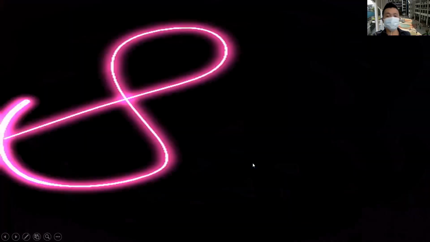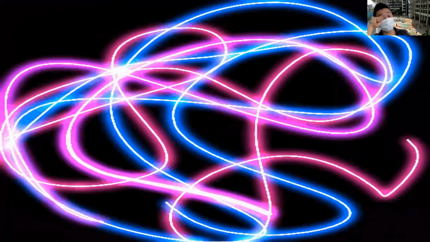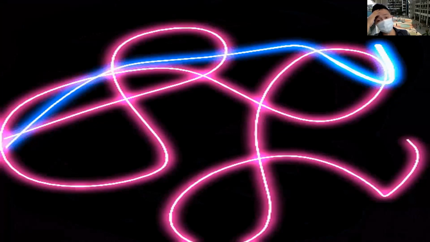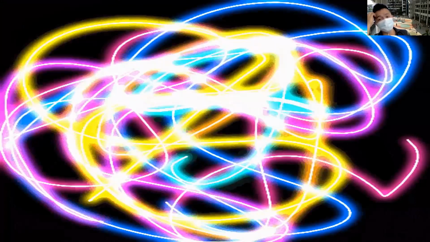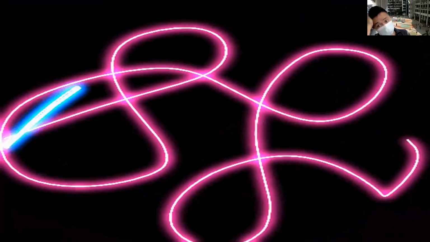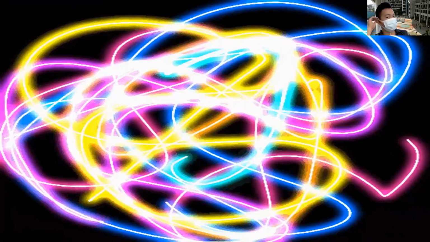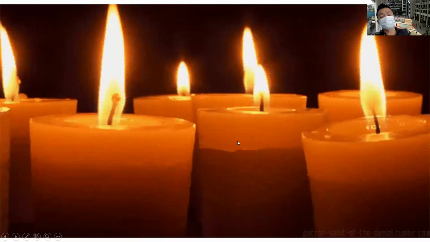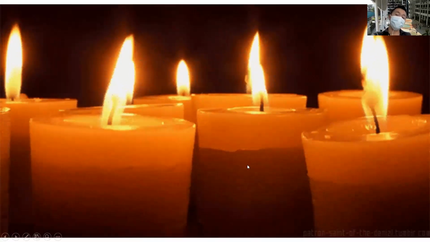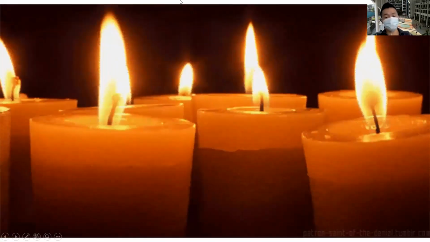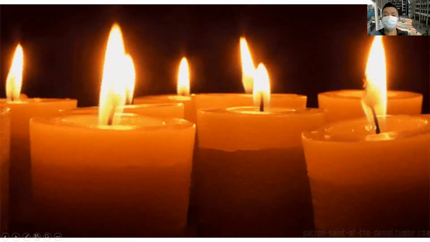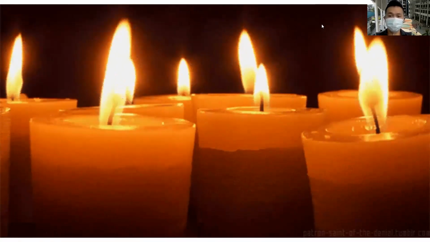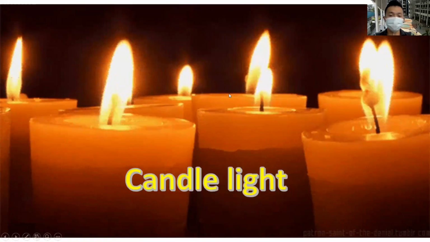Let's proceed. Next, we have the neon light. The neon light is usually used for advertising. Advertising companies use neon light in order to attract the customers to get in. So this is also another example of a source of light, which is a luminous object. Candles produce light as well, so they are considered luminous objects. Another thing we have here is candle lights.